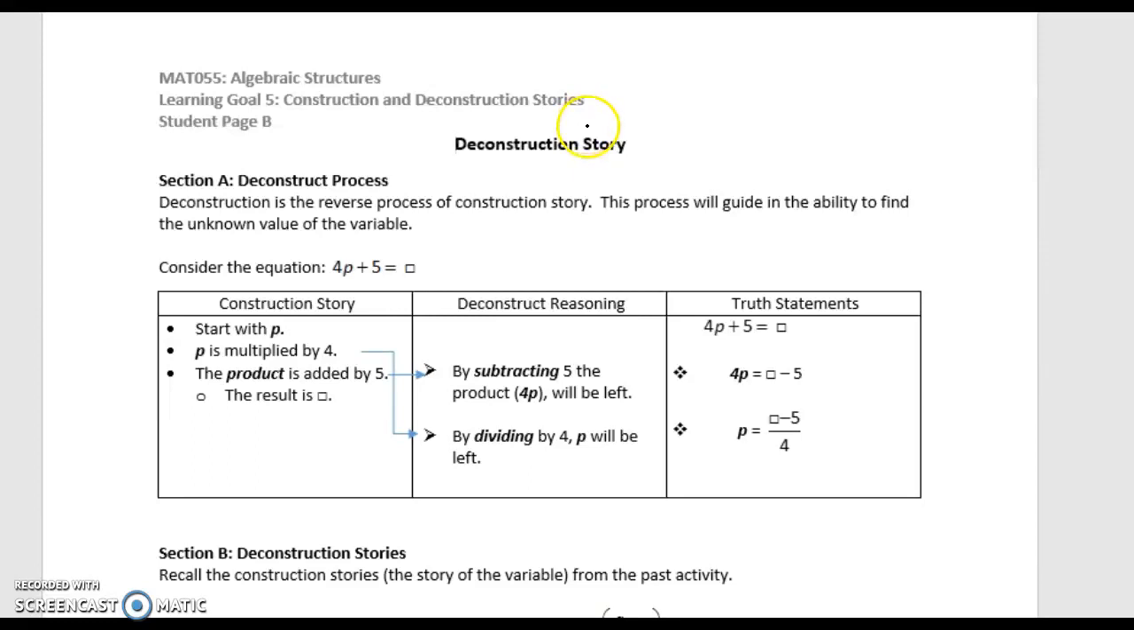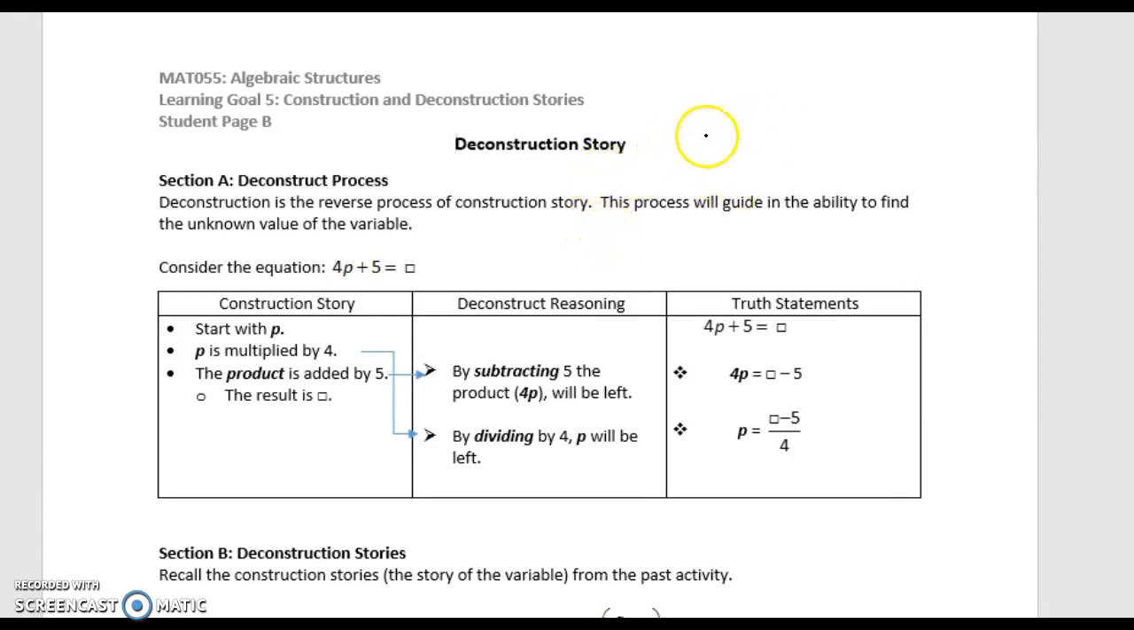A deconstruction story is the process of reversing the construction story. We want to look at the reasoning behind why we can actually deconstruct it. Think in terms of just a building project. Let's start with a very base. Let's say we're working with Legos and we want to build something. So we start with the very base and we build it up.